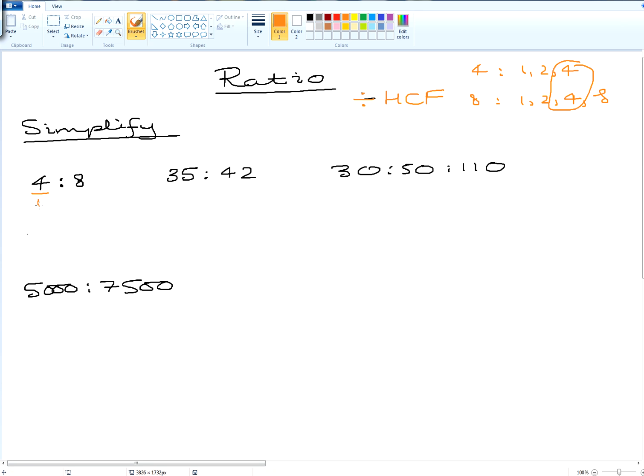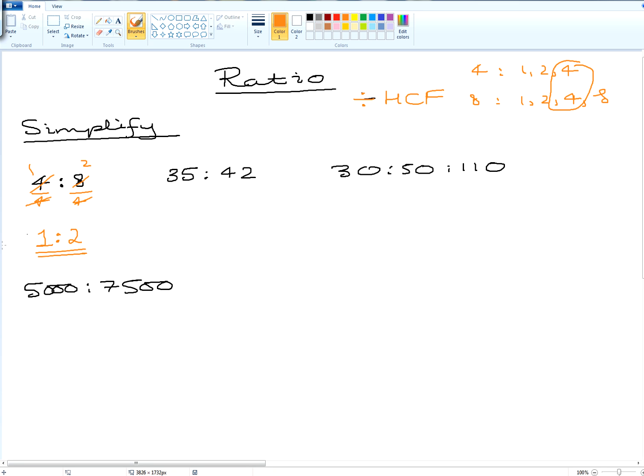So we divide the 4 by 4, and we divide the 8 by 4. 4 divided by 4 is 1, 8 divided by 4 is 2. So we can rewrite the ratio in the simpler format as 1:2. And that's the answer for the first one.